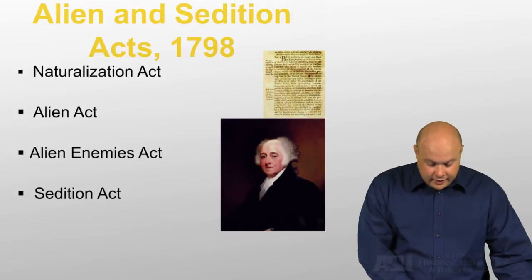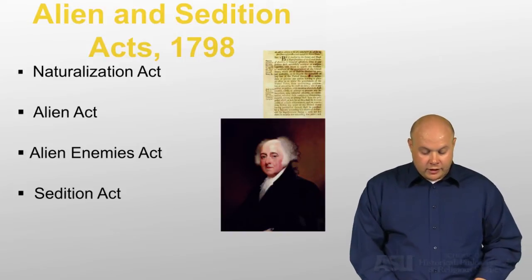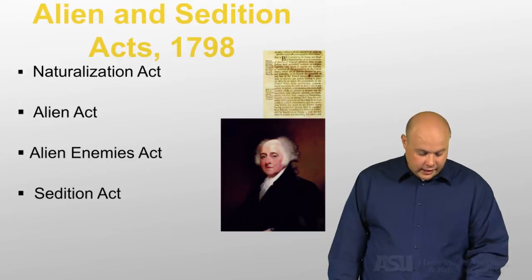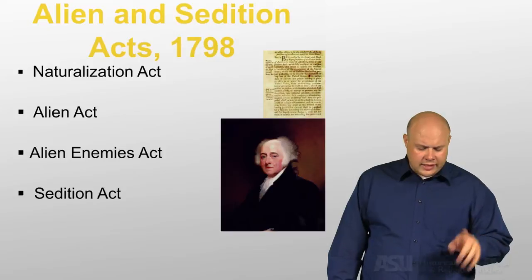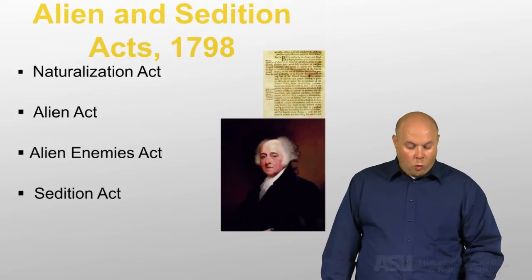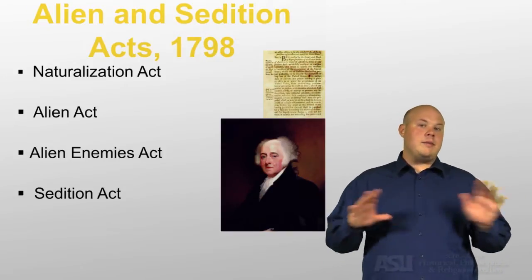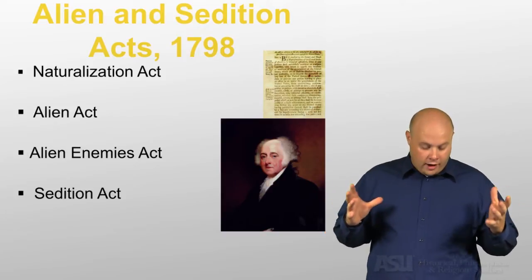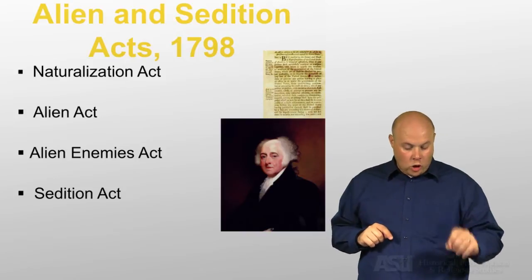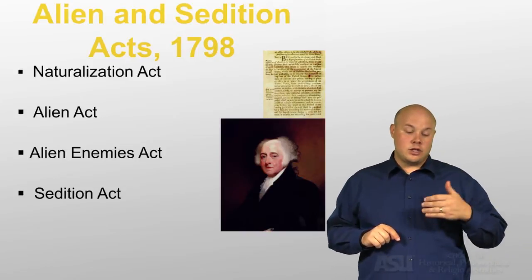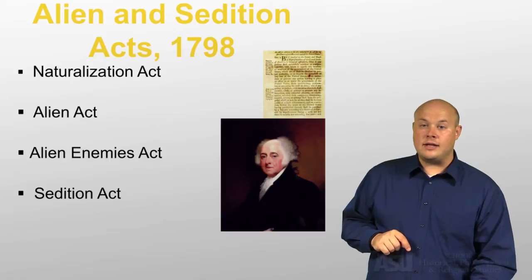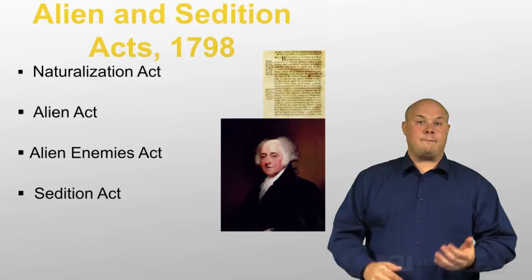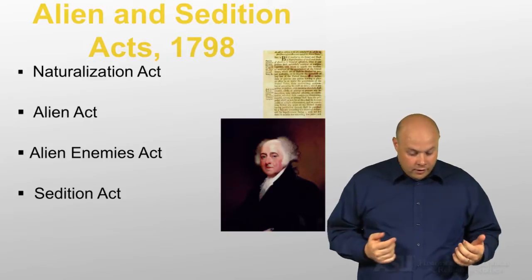The Alien Act says that the president has the authority to deport any foreigner he believed was a danger to the peace and security of the United States. The Alien Enemies Act is along the same lines, but it gave the president a new wartime power that he could label an enemy any alien from a foreign power whose homeland was at war with the United States. So if there was a Frenchman in the United States and the United States was at war with France, the president could declare that person an enemy of the state and have them removed.